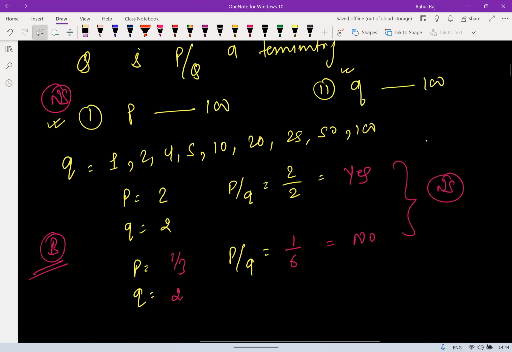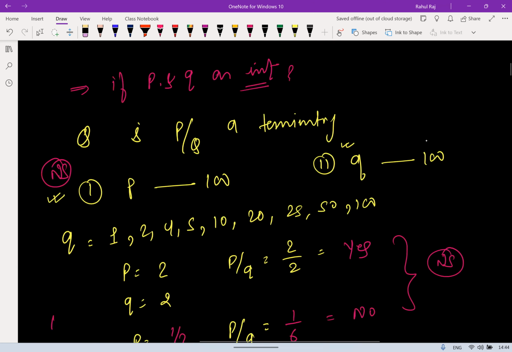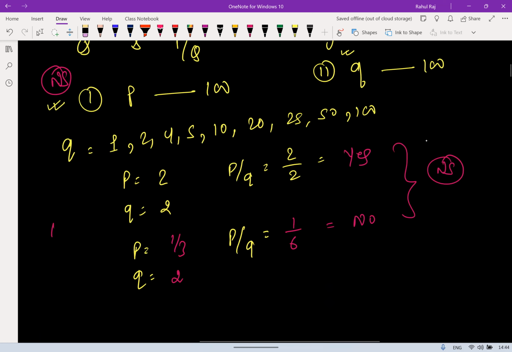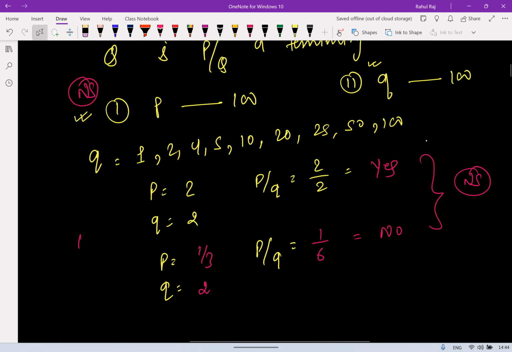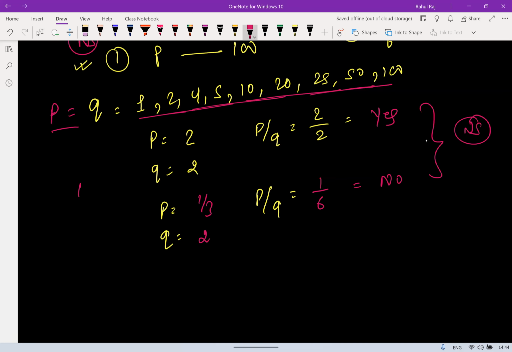Now imagine, considering that this statement is not given to us in the question, we are free to take P and Q as anything. And I've created a no situation for option number B. But now when I combine, say P is equal to Q is equal to all these numbers, tell me, if you take any of these numbers, P by Q, you will always get a yes situation. You will always get a terminating decimal. You can please check and tell.